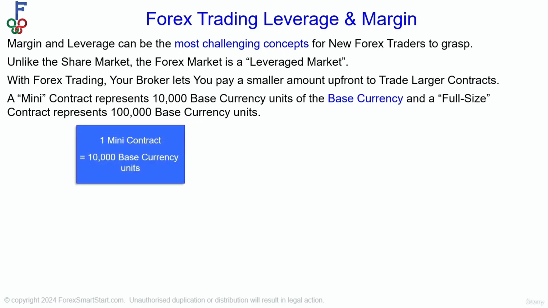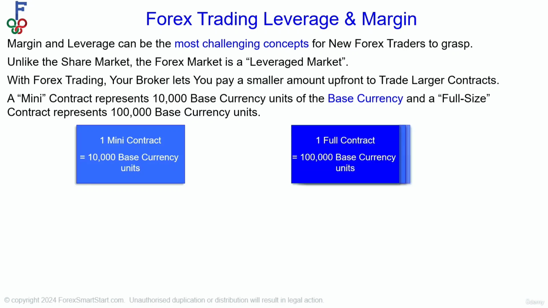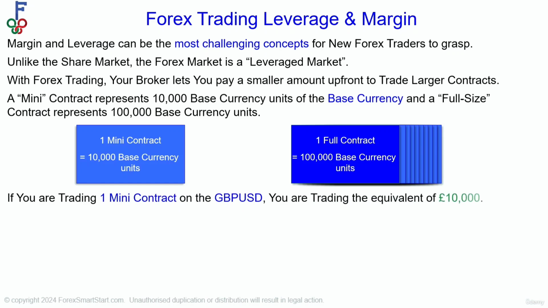So when you're looking at one mini contract, you're looking at 10,000 base currency units. So one mini contract represents, in the GBP USD, 10,000 GBP. A full contract is 10 times a mini contract, or 100,000 base currency units. Again, in the GBP USD, this would be 100,000 British pounds. If you're trading one mini contract in the GBP USD, you're trading the equivalent of £10,000.